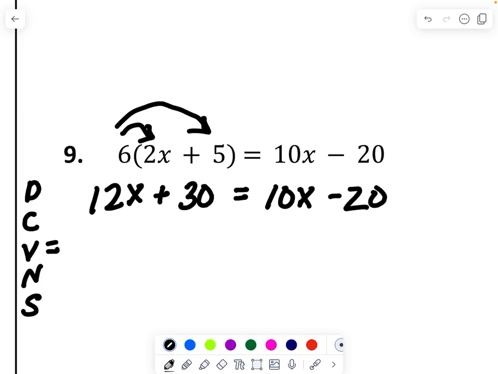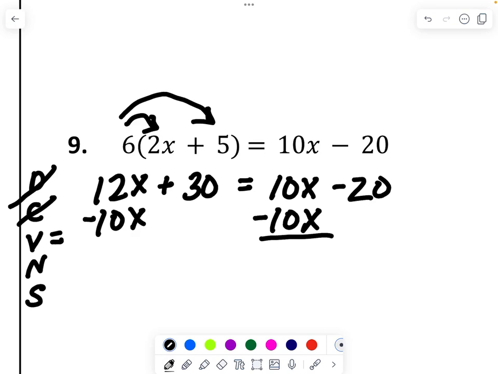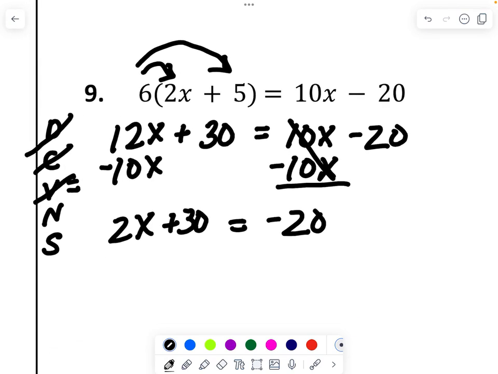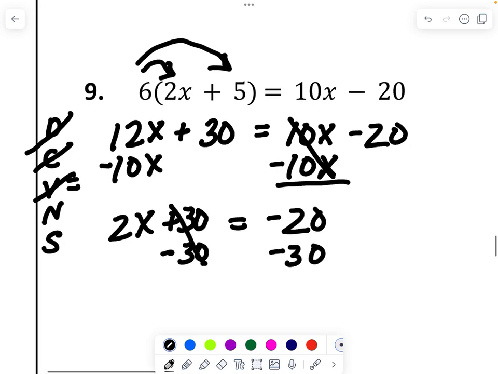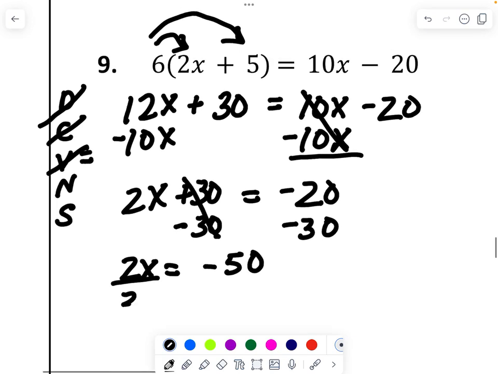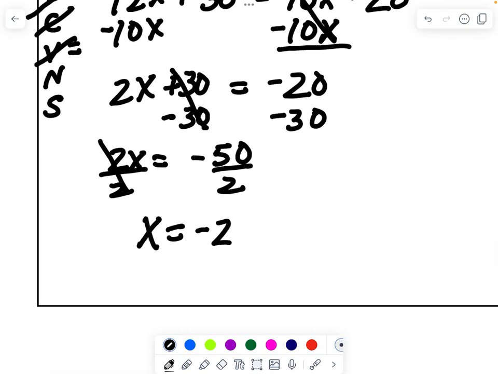All right, now, are there any like terms? There aren't, but I've got to move a variable. So I'm going to move this one. Okay, and I'm going to end up with 2x plus 30 equals negative 20. Let's go away. So now, do your number step. So instead of plus 30, I'm going to minus 30. I get 2x equals negative 50. Divide both sides by 2. And I'm going to end up with x equals negative 25.